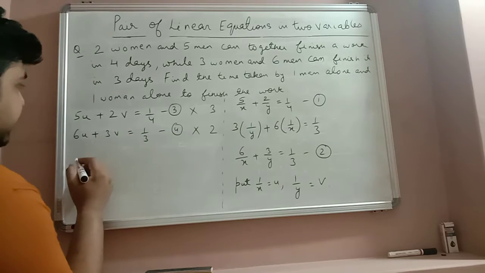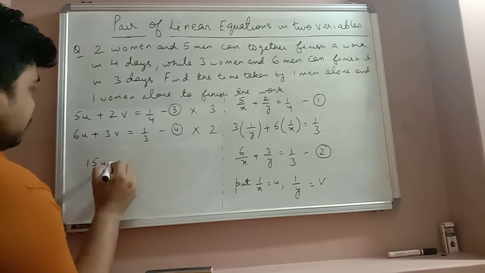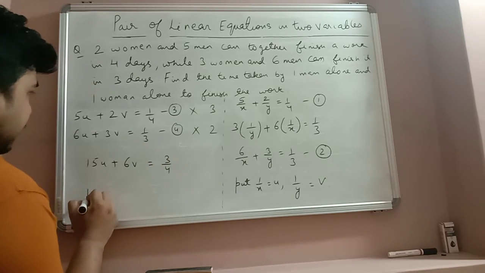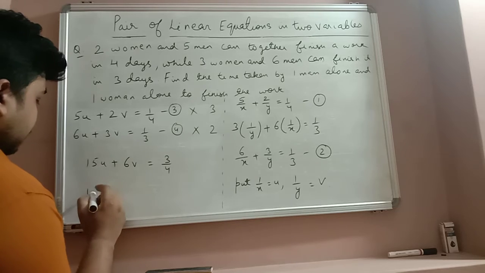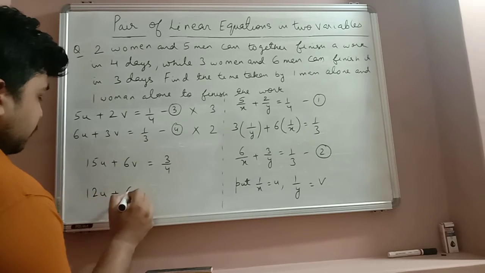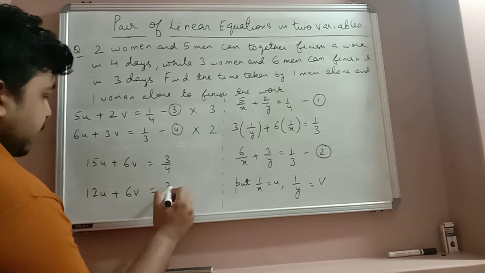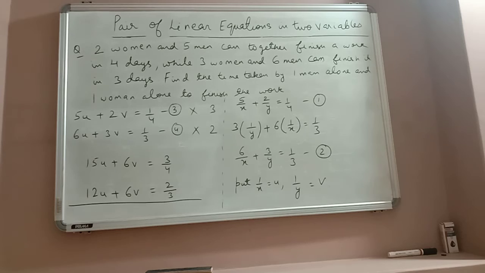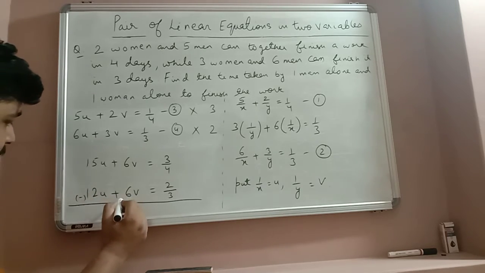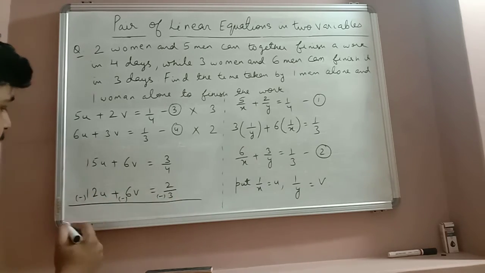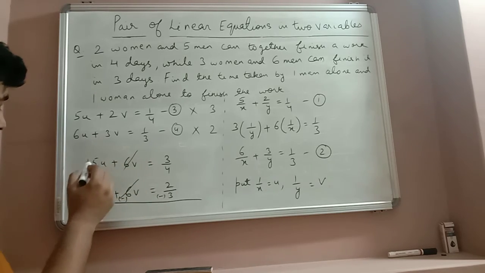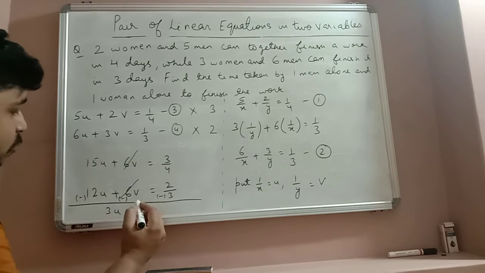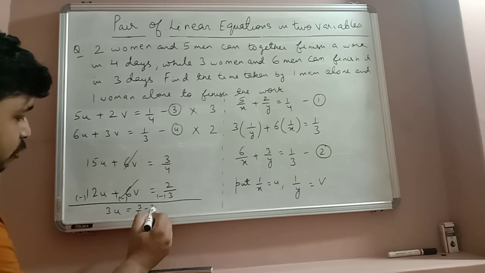So on multiplying I'll get 15u plus 6v equals 3 by 4 and 12u plus 6v equals 2 by 3. Now let's subtract these two equations. On subtracting, the signs will change. Plus becomes minus, minus becomes plus. These two will get cancelled out. 15 minus 12, it will be 3u equals 3 by 4 minus 2 by 3.